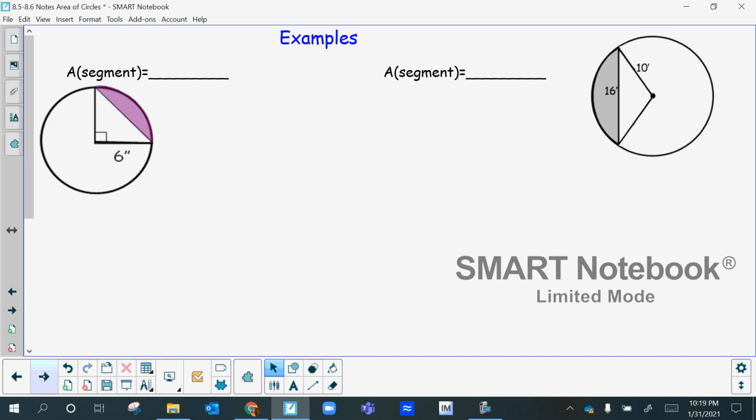So let's just go into some examples and then we are done. So on this one here, I'm going to find the area of this segment.